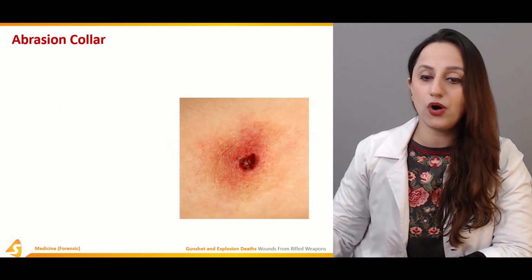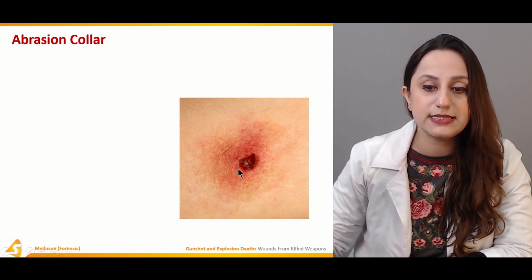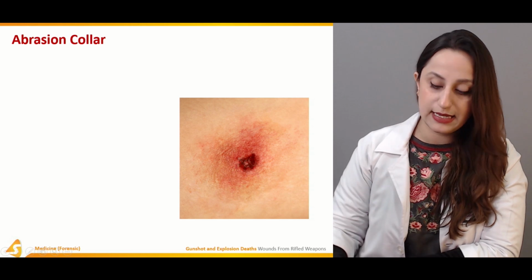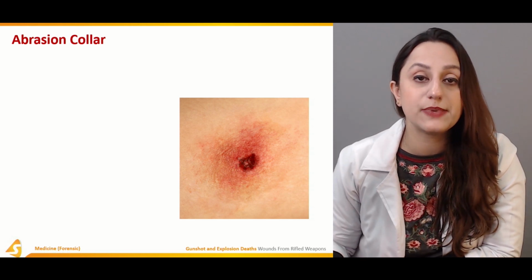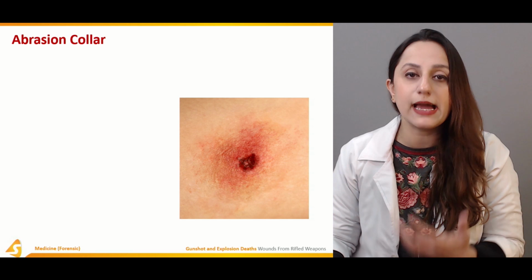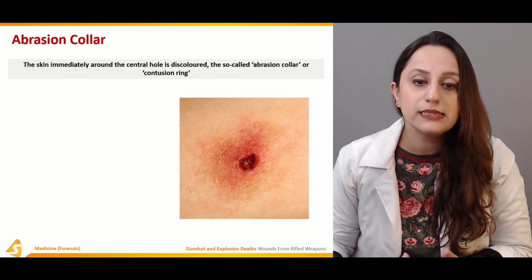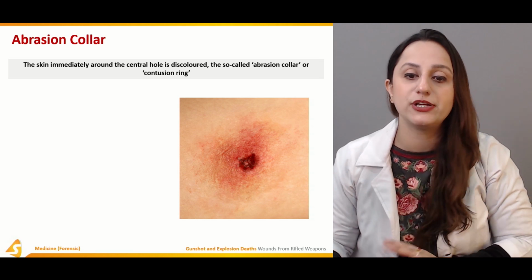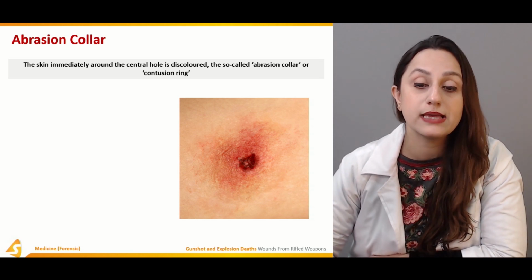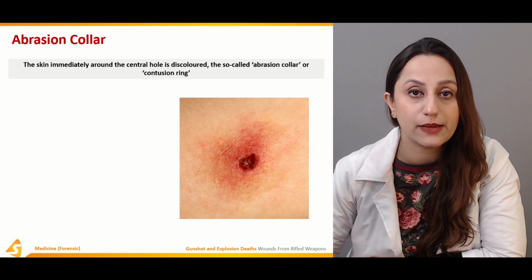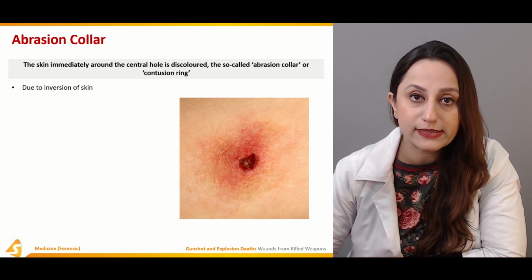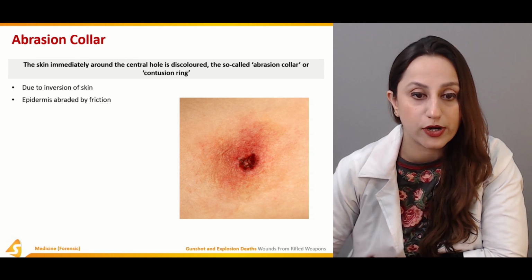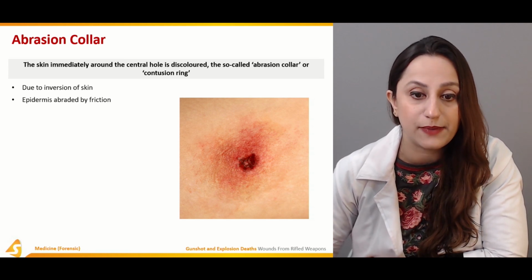So the abrasion collar is again very important, and it can be seen clearly over here in this diagram. And it has its significance because it is pointing out the type of the weapon which was used. The skin immediately around the central hole is discolored, and the so-called abrasion collar or the contusion ring is again very important whenever we are talking about close contact wounds. Due to the inversion of the skin, this abrasion collar is formed. The epidermis is abraded by the friction.